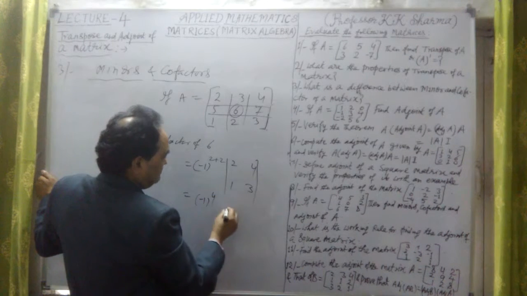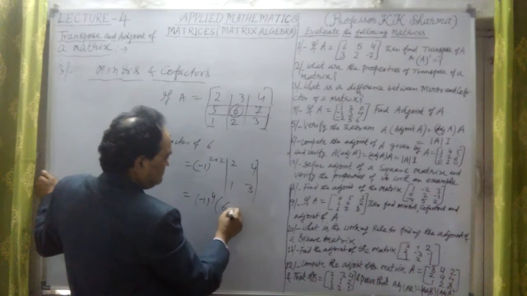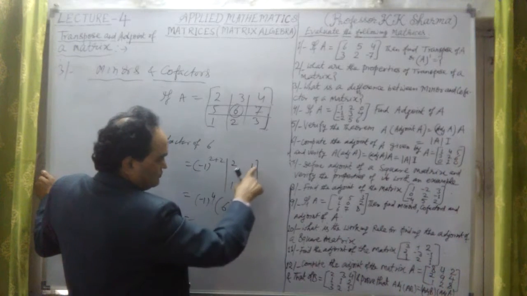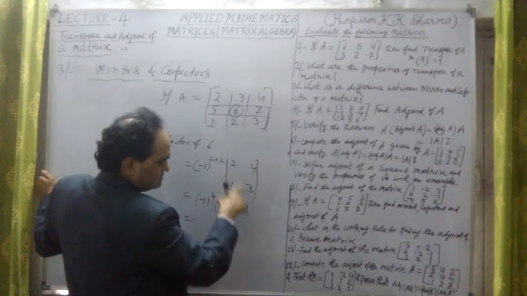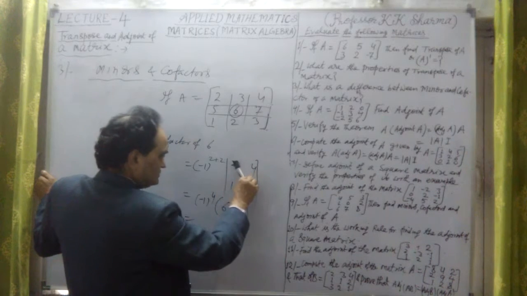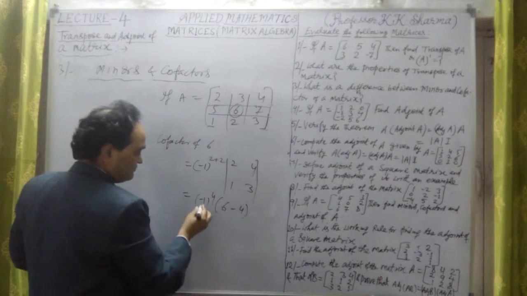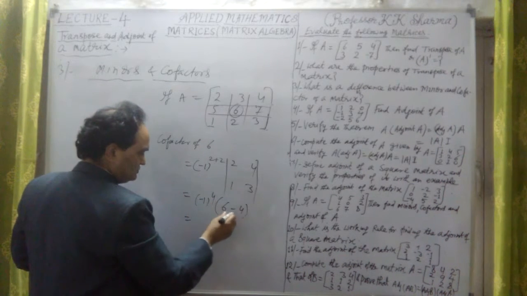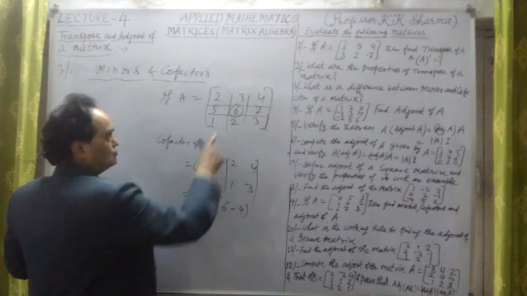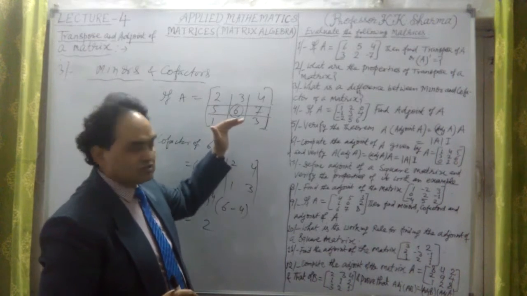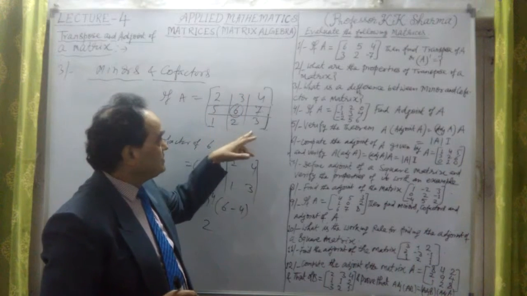Let me write it completely. Now this is 6 minus 4. This is a positive value because 4 into 1 is 4 and 3 into 6 is 18. So first this minus this. This is the determinant value we have to find out. Now minus 1 to the power 4 is positive. So the cofactor of 6 is 2. In this way, we can calculate the cofactors of every element.